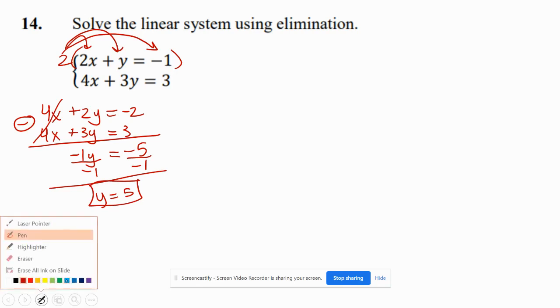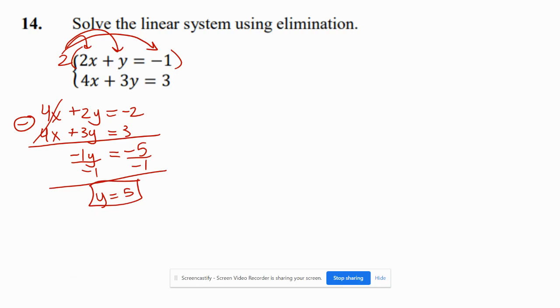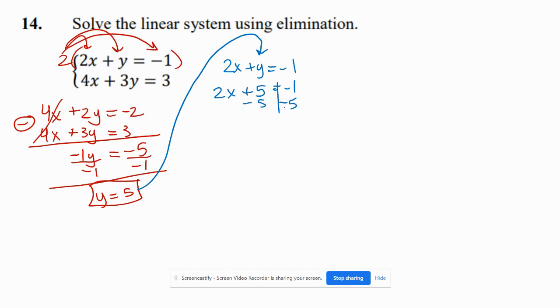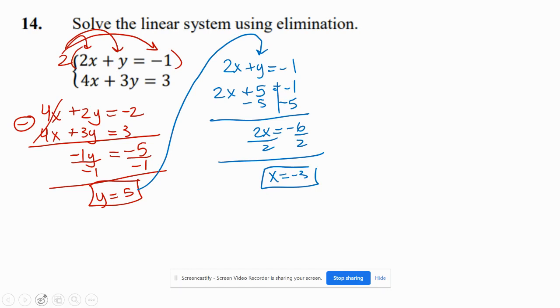And I'm going to go ahead and take that and plug it into one of the top equations. I'm just going to go with the top one. They both seem pretty easy. I'm going to plug that in for y. Notice I won't put parentheses because there's really no multiplication going on, so I can just replace it simply with a 5. I'm going to subtract 5 from both sides. We get 2x is equal to a -6. Divide both sides by 2. Turns out x is equal to a -3. And then I'll be sure to write my final answer as an ordered pair. So that'll be -3, comma 5 for a final answer.